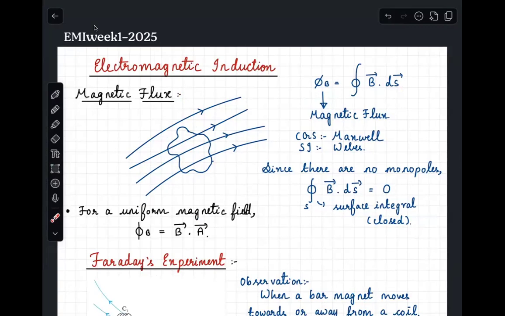Same thing here. Suppose the field is uniform, there also you have written E into A as the electric flux in that case. In this case, it is B bar dot A bar. Uniform. This is fundamental.